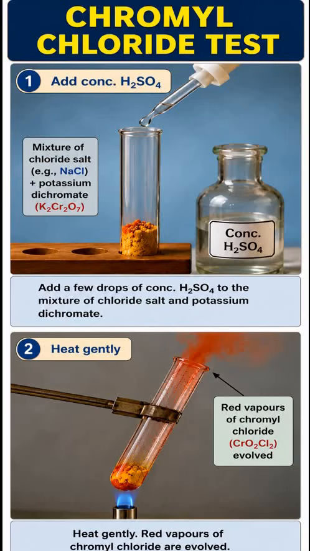Procedure: in chromyl chloride test, you have to take solid chloride salt and potassium dichromate mixture in a test tube, and then you have to add concentrated sulfuric acid few drops, and when this mixture is heated gently, the red vapors of chromyl chloride are evolved.